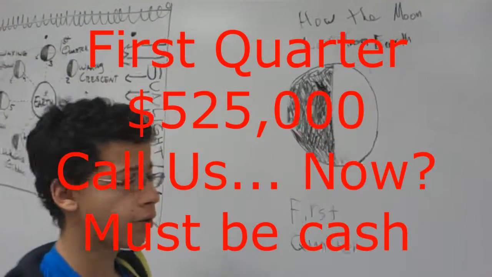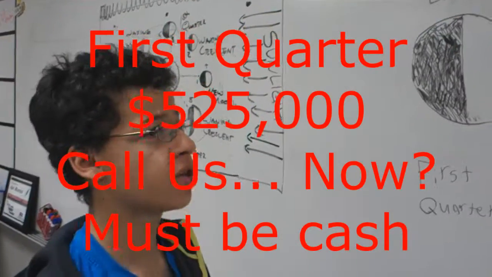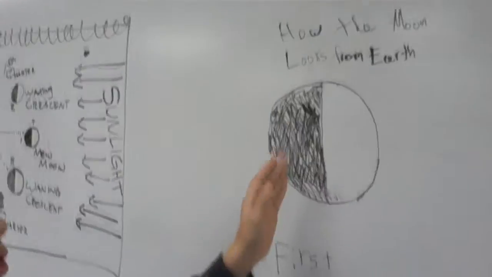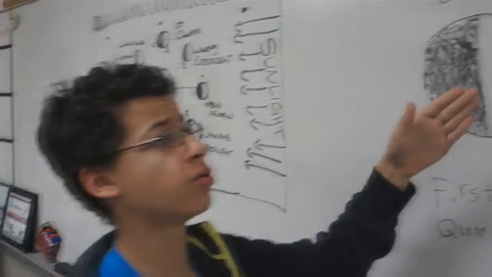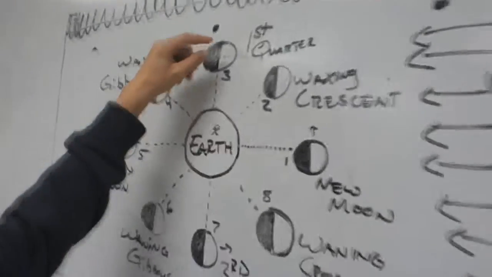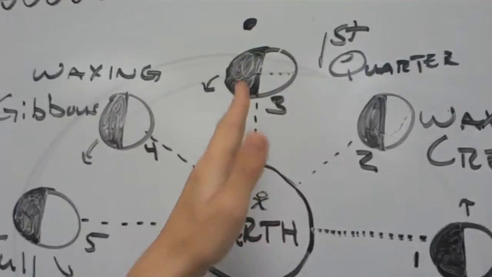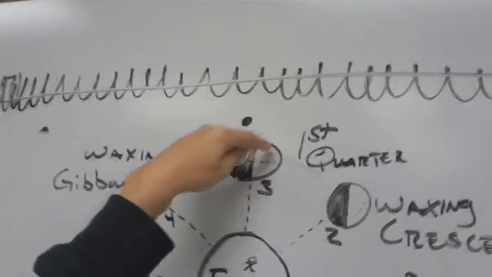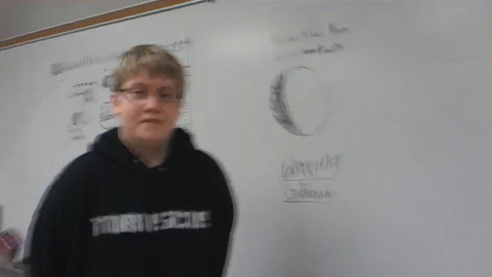All right. What we have here is the first quarter. What most people would call it is the half moon. However, from Earth's view, it looks like we only actually see a quarter of the moon's light. On the other side, like right here, if we're facing it and looking at it from there, that's the way it looks. However, on the other side right here, there's still light.